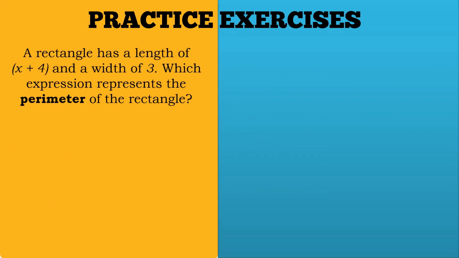A rectangle has a length of x plus 4 and a width of 3. Which expression represents the perimeter of the rectangle? A. 3x plus 12. B. 2x plus 14. C. 6x plus 8. Or D. 2 times the quantity of x plus 4 plus 3. What do you think the answer?